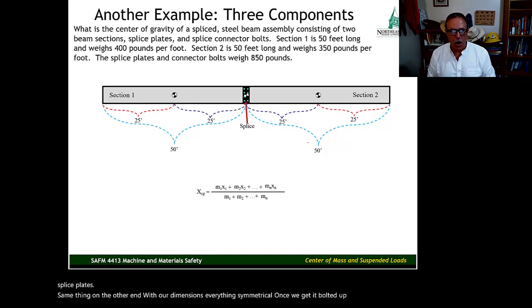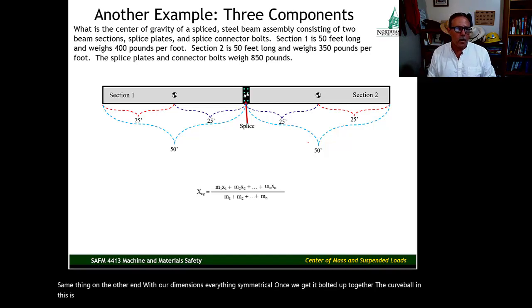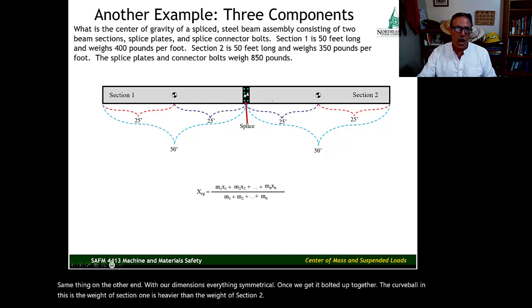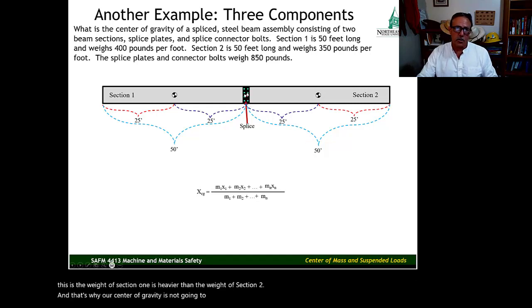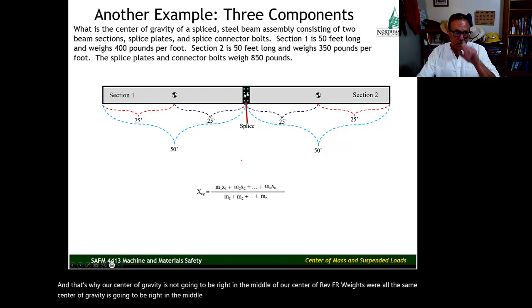The curveball in this is the weight of Section 1 is heavier than the weight of Section 2. And that's why our center of gravity is not going to be right in the middle. If our weights were all the same, center of gravity is going to be right in the middle, but they're not. So we've got to use this formula or another method to find the center of gravity.